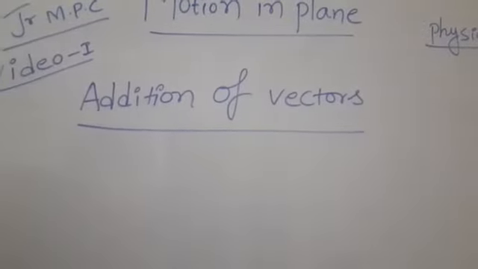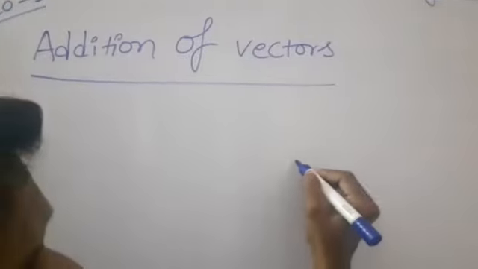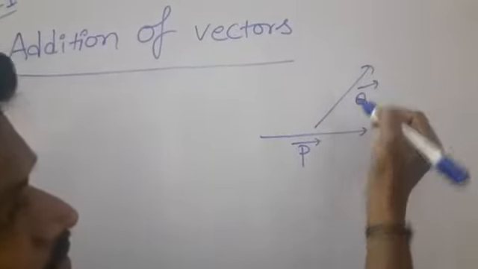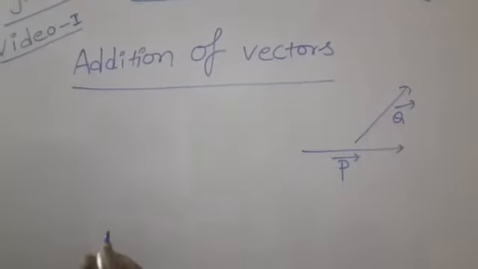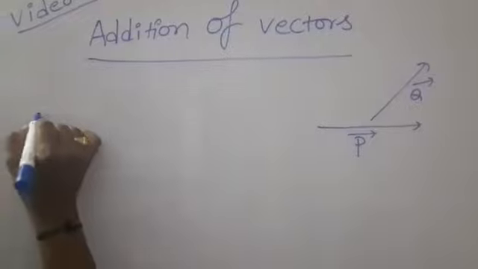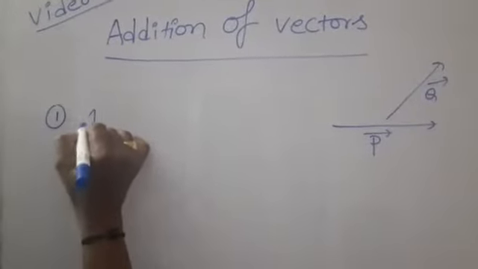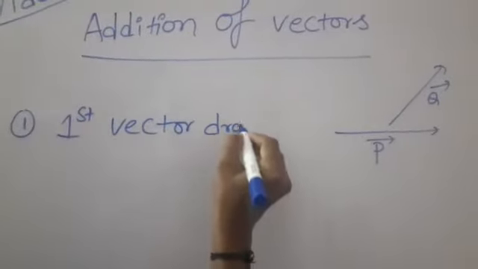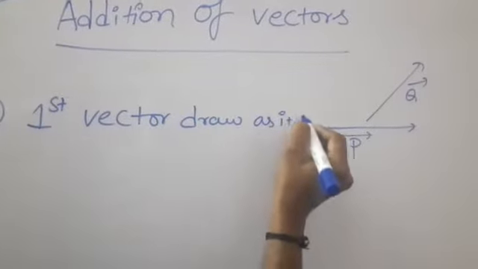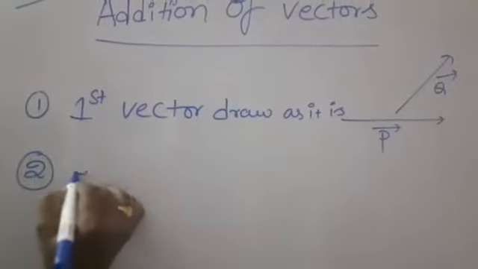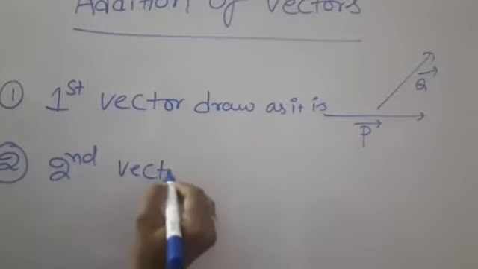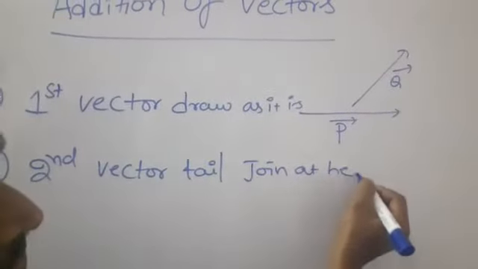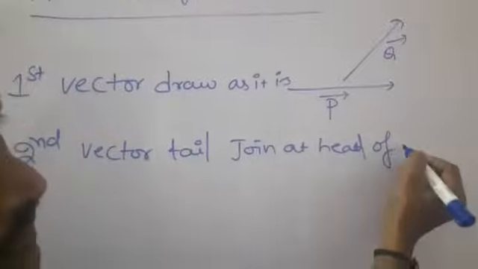To add two vectors, for example, we can consider two vectors: one is p bar, another one is q bar. If you want to add two vectors, here are the conditions. First condition: the first vector is drawn as it is. The second vector's tail is joined at the head of the first vector.